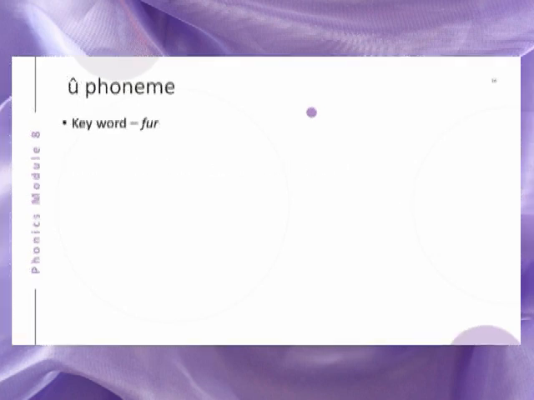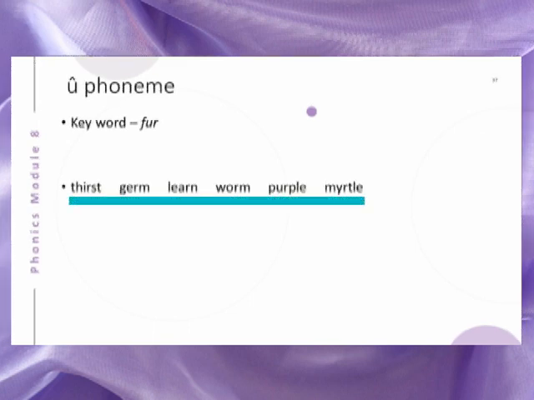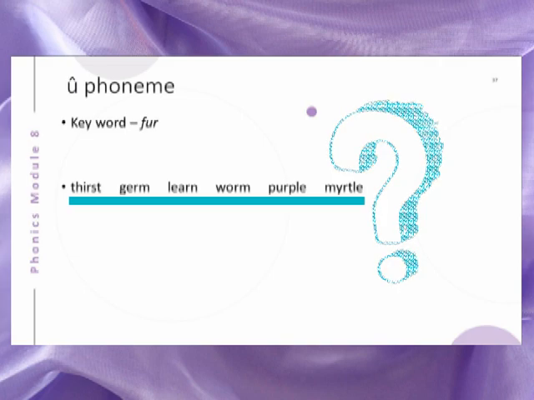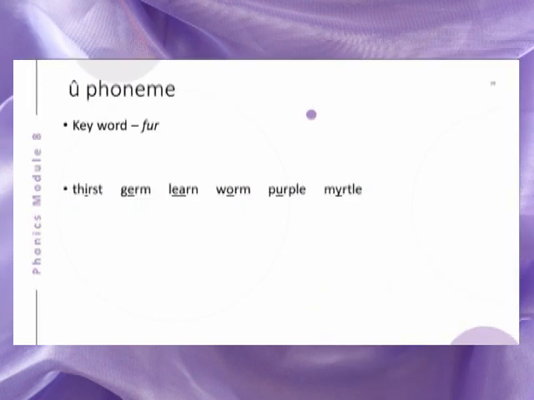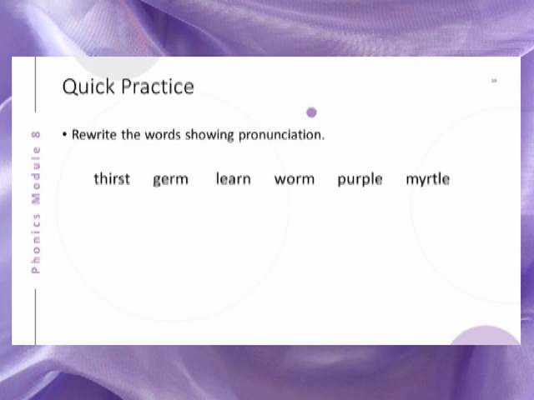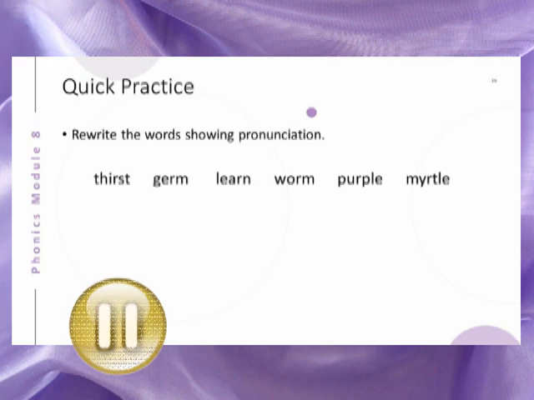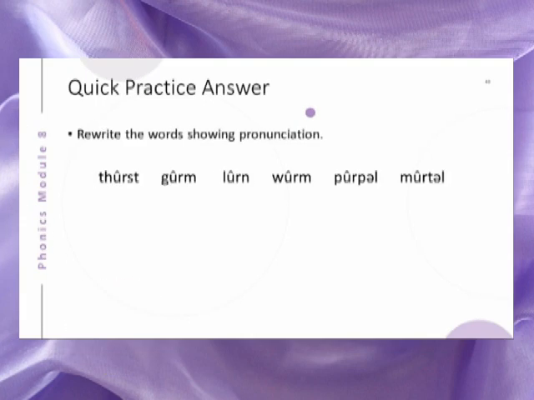Another R-controlled vowel phoneme is that heard in fur. In fact, it is impossible to separate the vowel phoneme from the R. Study these words. What graphemes represent the vowel phoneme heard in fur? As you can see, there are several graphemes that can represent the vowel phoneme heard in fur. Quick practice. Pause this video lesson to rewrite the words using the correct pronunciation markings. For specifics on how to prove the pronunciations, watch the document camera shorts.